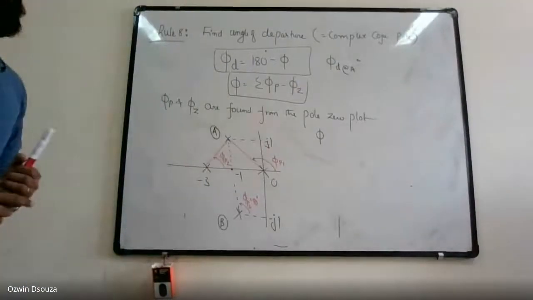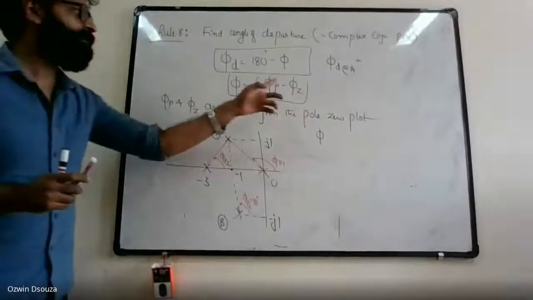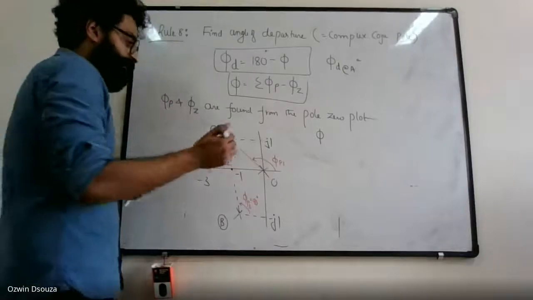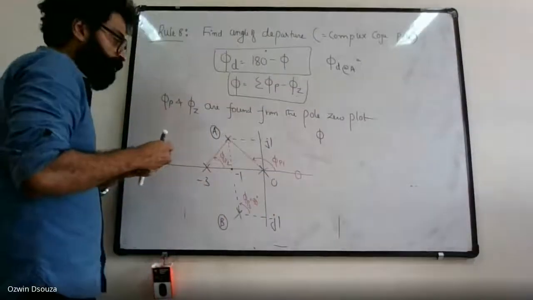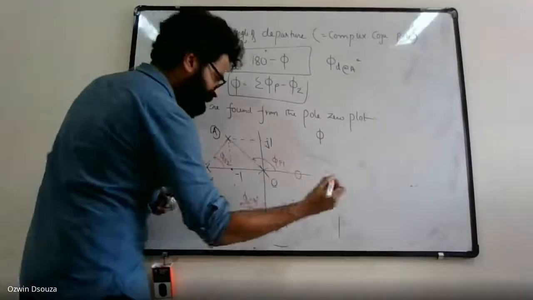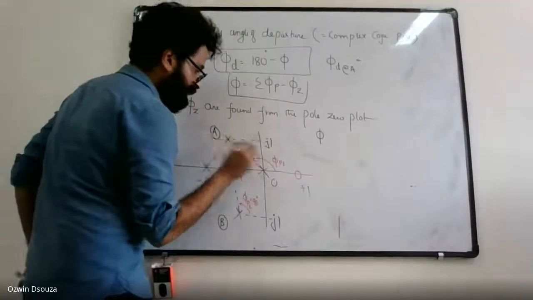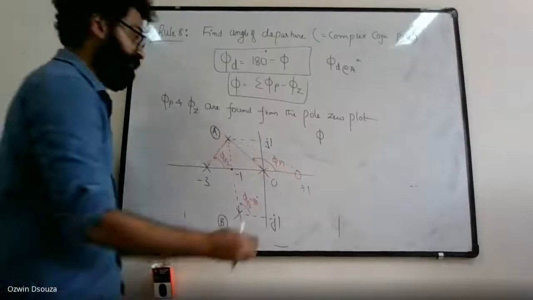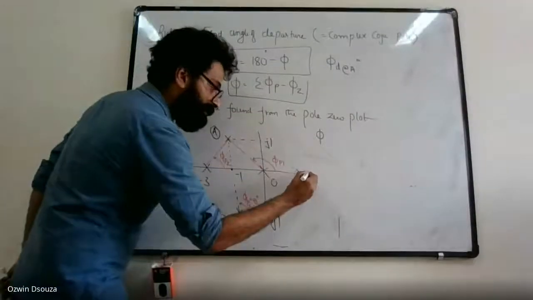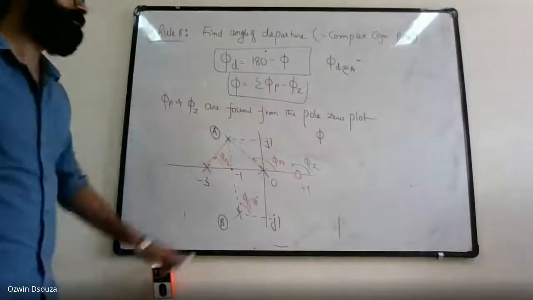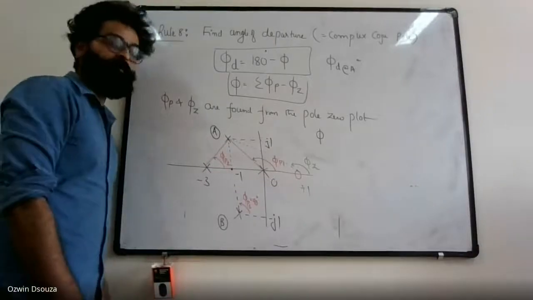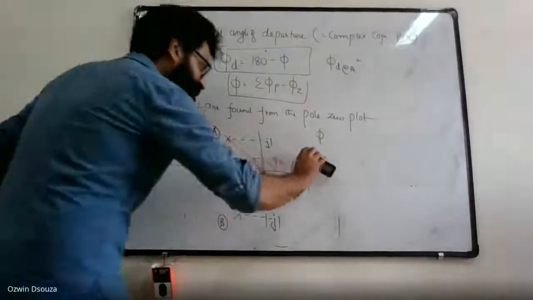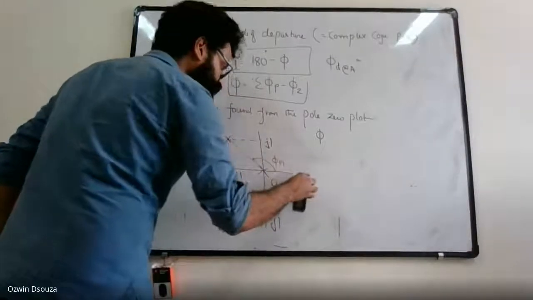Now, phi z is nothing but the angle made by a zero. In our transfer function, we never had any zero. If you were to have a zero somewhere, say at +1, you would have connected this zero to the pole under consideration. If you connect a zero to the complex pole, the resultant angle is taken as phi z. So phi z are the angles made by finite zeros with respect to the complex pole under consideration. I'll erase this so that you don't have the wrong notion that there is a zero in your transfer function.